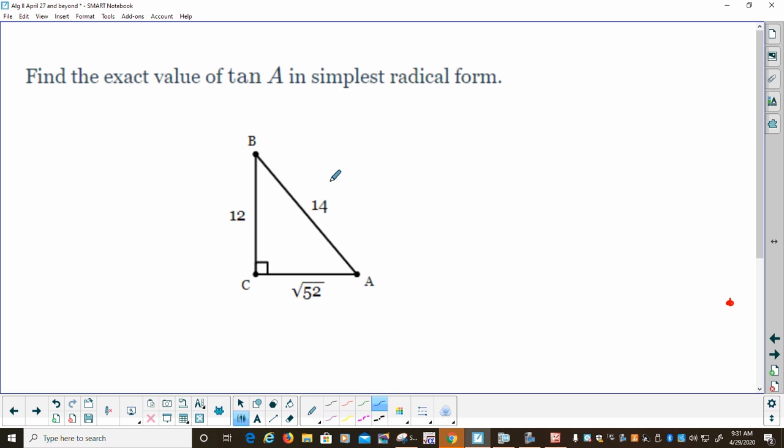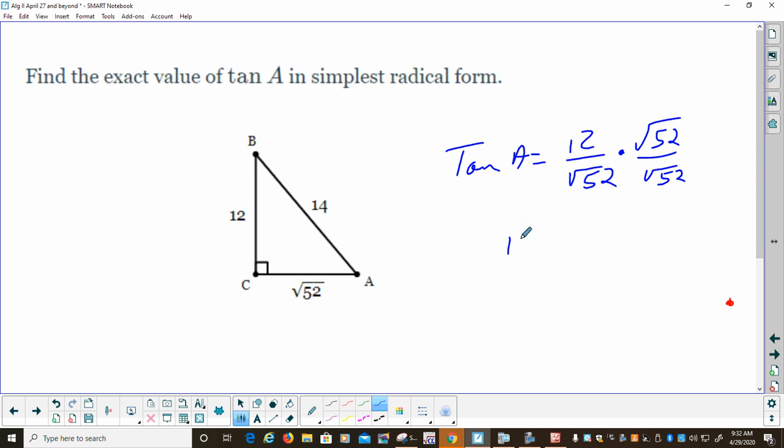Okay, playing with tangent a little bit. Tangent is your opposite over your adjacent. Tangent of A is your opposite side over your adjacent. I've got the radical in the bottom, so I've got to rationalize it. Square root of 52, square root of 52. So I have 12 square roots of 52 over 52. Sure, this is probably going to reduce, but so will this. It doesn't matter to me when you start reducing, if you want to do it straight away.